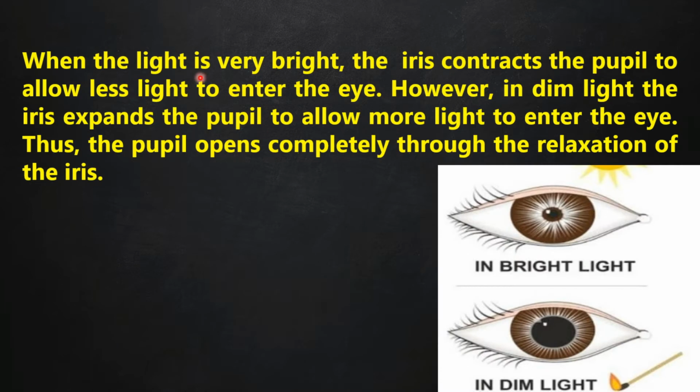When the light is very bright, the iris contracts the pupil to allow less light to enter the eye. So when the bright light is there, the pupil becomes smaller in size. However, in dim light, the iris expands the pupil to allow more light to enter the eye. Thus, the pupil opens completely through the relaxation of the iris. That means the size of the pupil will become larger.